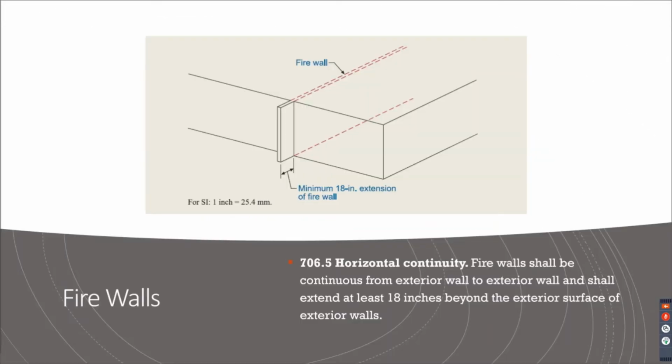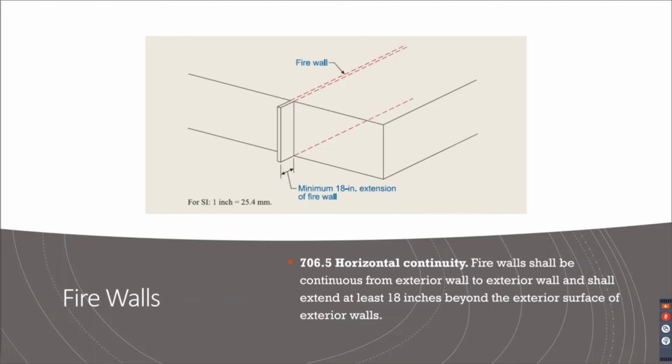Then the code goes on to horizontal continuity. I'm just deciding if I want to go into this in detail or go fast because we got a lot of other slides. We'll do some of it. We'll do a little of each. So horizontal continuity. You got this firewall. How is it supposed to terminate?